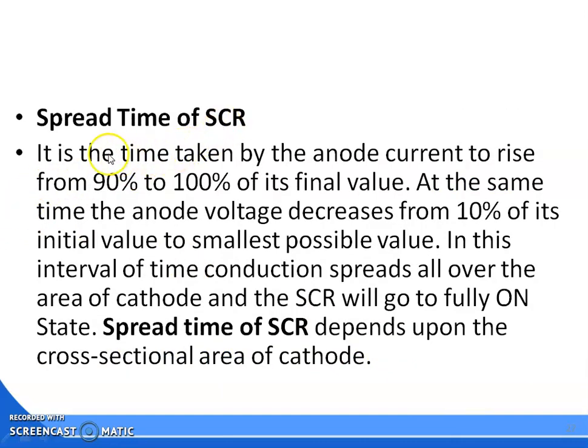Spread time of the SCR. It is the time taken by the anode current to rise from 90% to 100% of its initial value. At the same time, the anode voltage decreases from 10% of its initial value to the smallest possible value. In this interval of time, the conduction spreads all over the area of the cathode and the SCR goes to fully on state. The spread time of the SCR depends upon the cross-sectional area of the cathode.